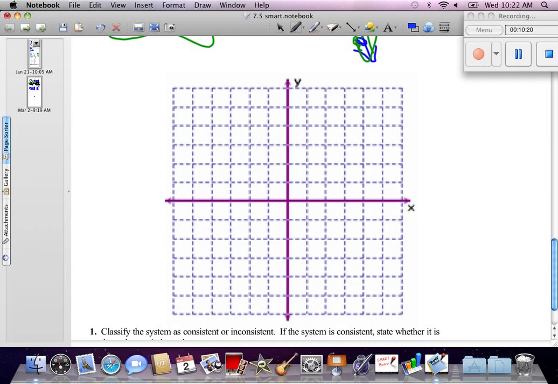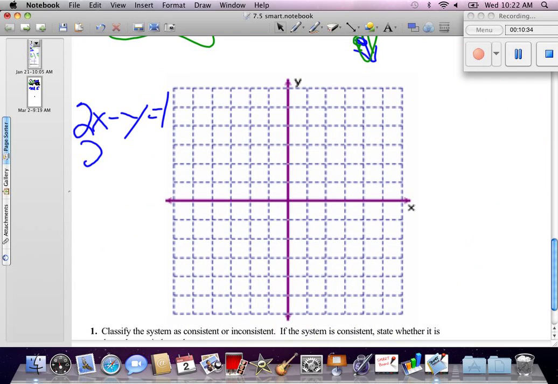Okay, Rachel. We've got 2x minus y equals 1. Is that in slope-intercept form, Rachel? How would I get it there? Subtract 2x from both sides. I would get negative y equals negative 2x plus 1. Okay, Rachel, what do I have to do now? No, divide by negative 1. Divide everything by negative 1.